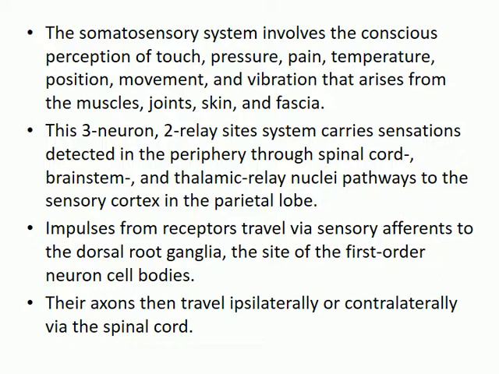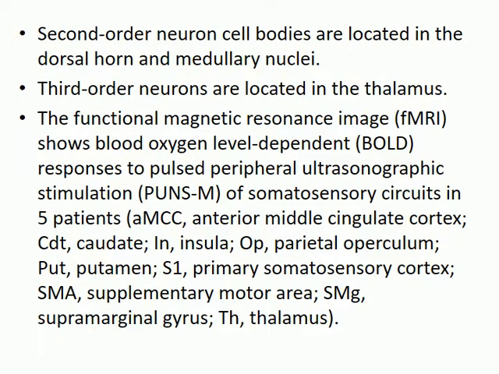Impulses from receptors travel via sensory afferents to the dorsal root ganglia, the site of the first order neuron cell bodies. Their axons then travel ipsilaterally and contralaterally via the spinal cord. Second order neuron cell bodies are located in the dorsal horn or medulla nuclei. Third order neurons are located in the thalamus. Functional magnetic resonance imaging shows blood oxygen level dependent responses to pulsed peripheral ultrasonographic stimulation of somatosensory circuits in the patients.